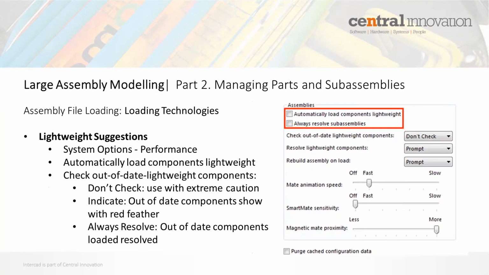There are some options listed under the performance area in system options. We can set it to automatically load components lightweight. Further options there are check out of date lightweight components. There's a drop down for that. If you set it to don't check, I'd suggest that you use that with extreme caution. One of the other options in that drop down is to indicate, and if that does indicate, it'll show a red feather on the feature manager design tree. Normally lightweight is shown with a blue feather when they are up to date. And then the option there, always resolve out of date components, loads them resolved, even if automatically load lightweight is set. That way you'll know that those components need to be updated.